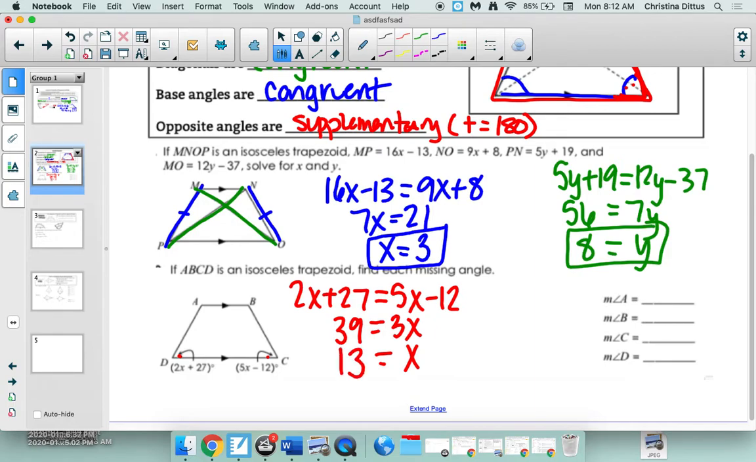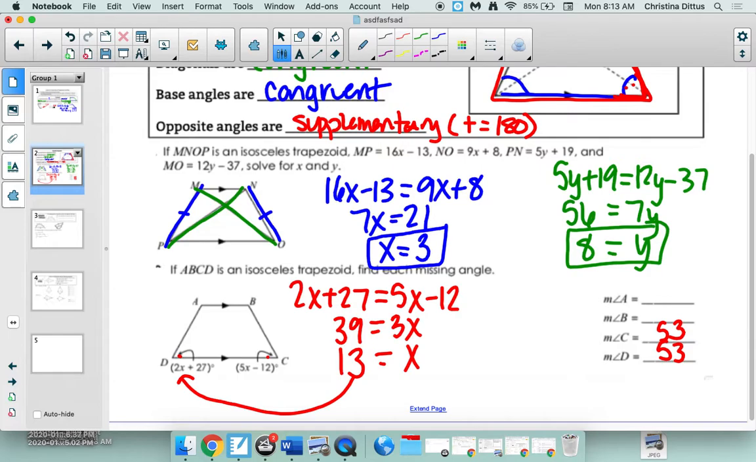So to find all of these, which ones do you want to find first? A, B, C, or D? Probably one that's labeled. That's a great idea. So like, D? Let's find D first. How are we going to find it? Plug it in. 2 times 13 plus 27 gives me how much for D? 53. How much is C? 53. Because those are the same.